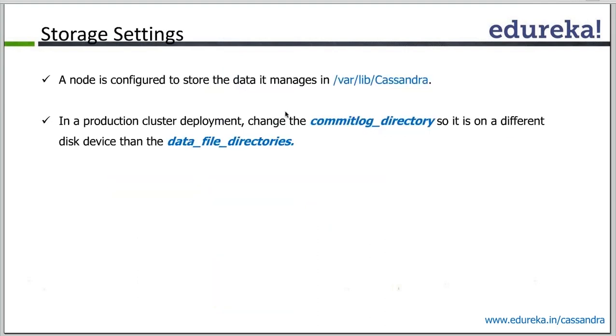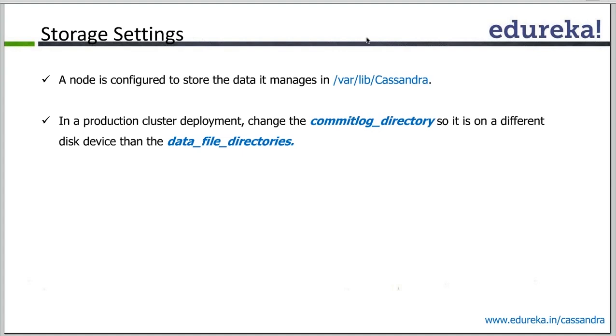First is storage settings. We already looked at it. What is the commit log directory and the data file directories. The default one is /var/lib/cassandra, so that needs to change in case you want to write to different folders, because it actually has a default folder of /var/lib/cassandra.